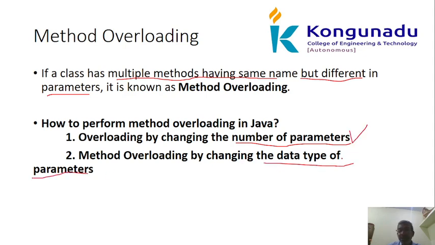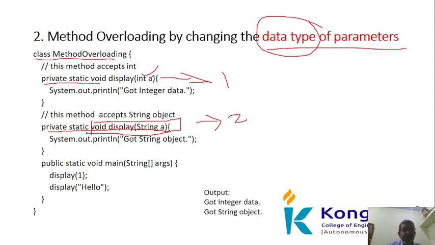First one we have seen. Second one, now we have seen the rest. In the first method, I am giving the data type as integer, and the second method is considered as a string method. Now I am going to call this value. So public static void main, String args, display of one. I am going to pass this value to the first method, so for the a value it has been assigned, and you will get the output as got integer data.